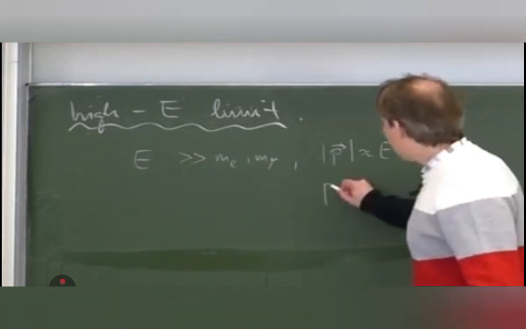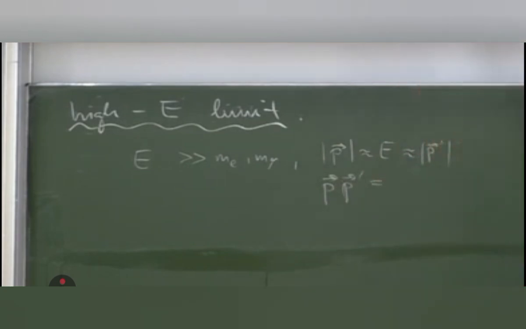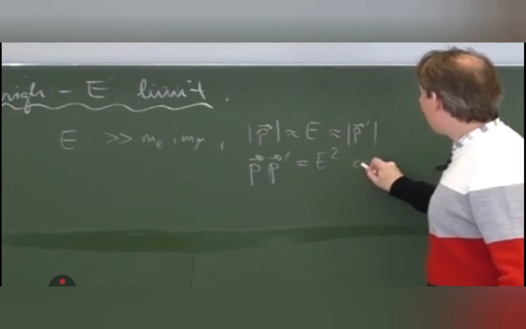And that scalar product, P dot P prime, is then E square times cosine theta.